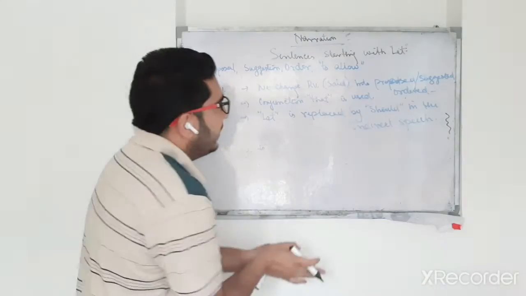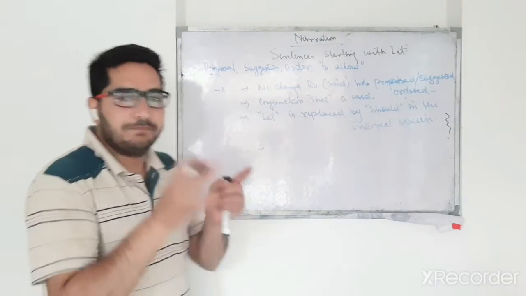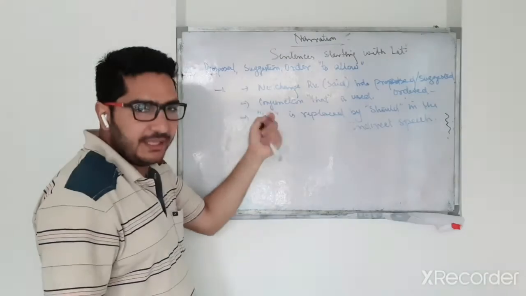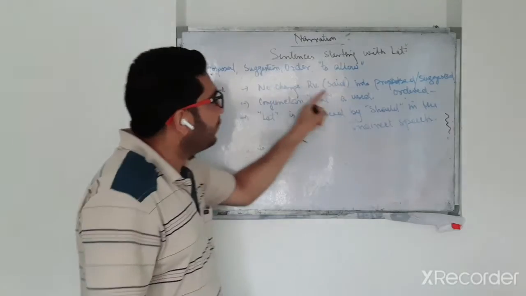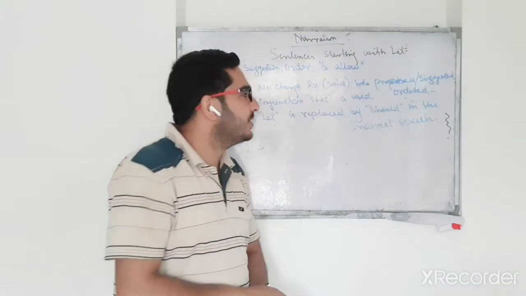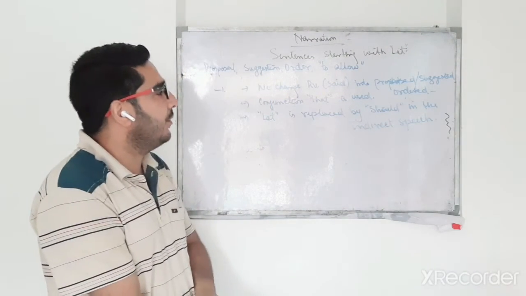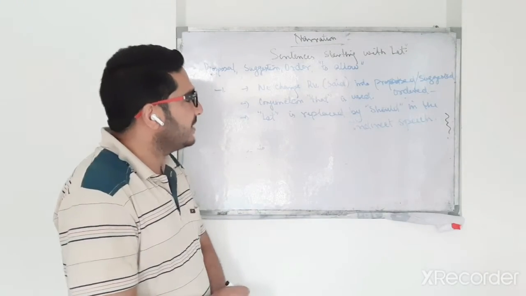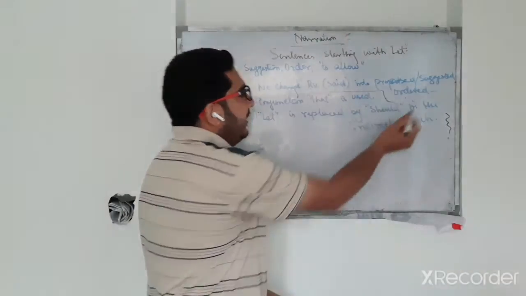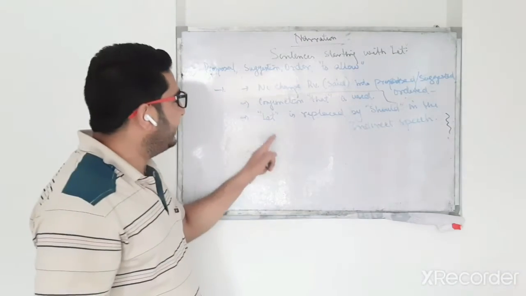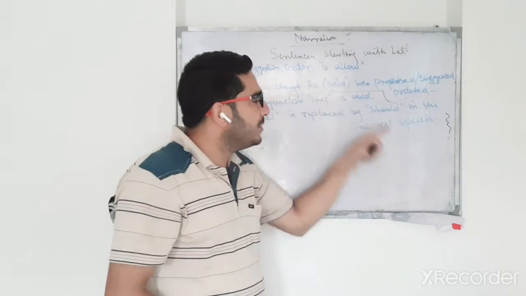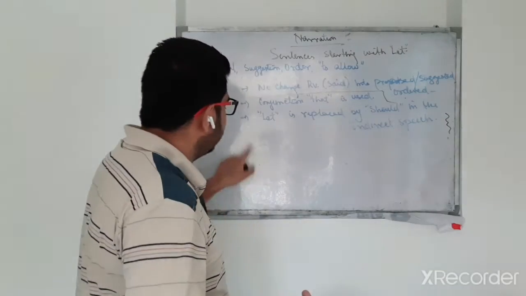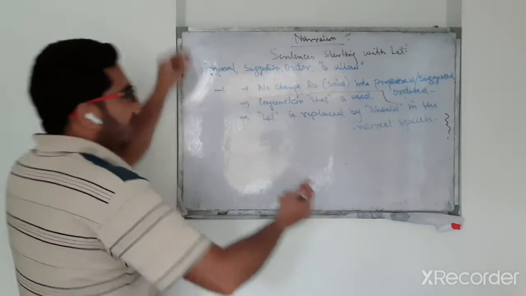So three things are here, 3 points to remember. It is the first method, when we change the reporting verb said into proposed, suggested, ordered, and then the conjunction that is used in the indirect speech, and then let is replaced by should in the indirect speech. For example, now we'll write an example and I'll make you understand how this is done.